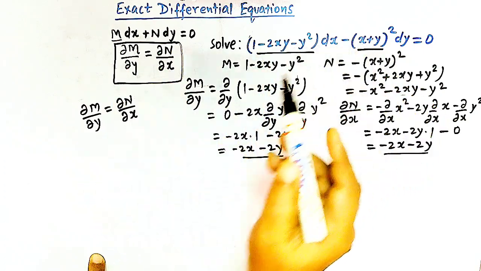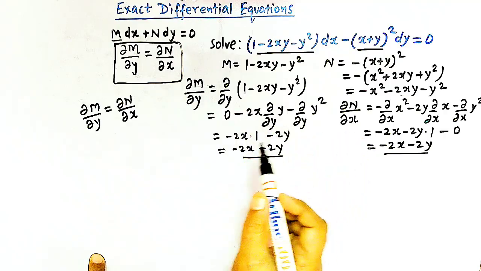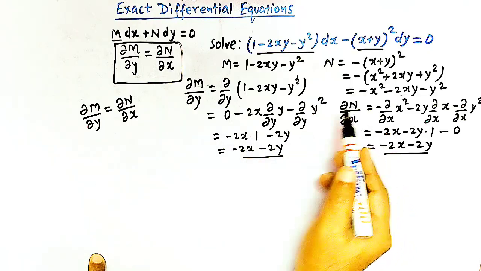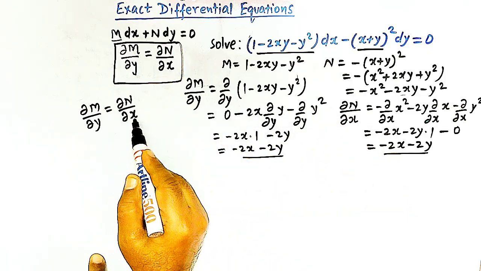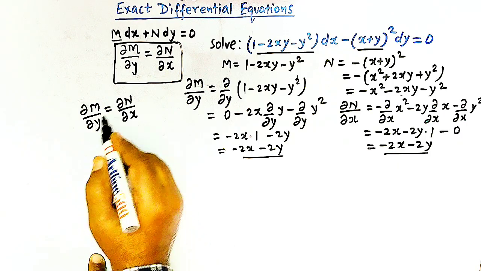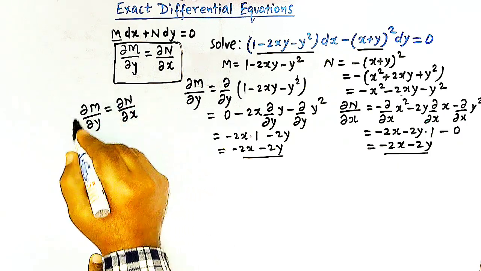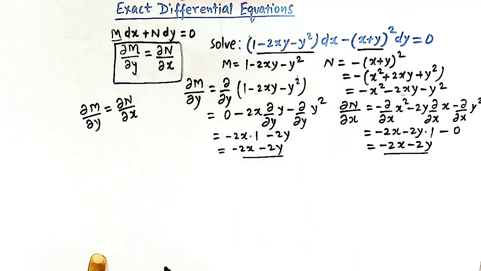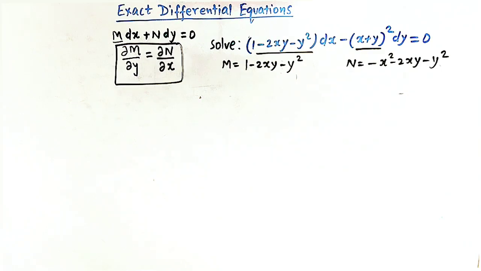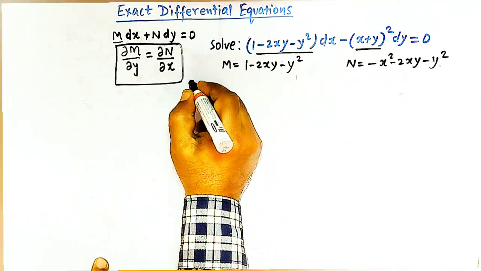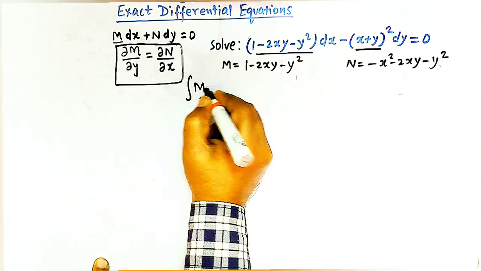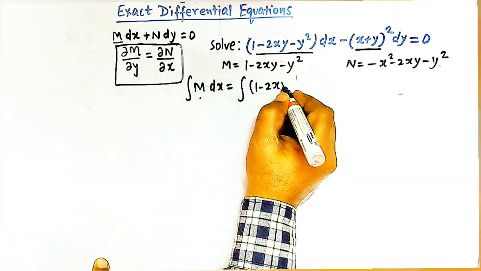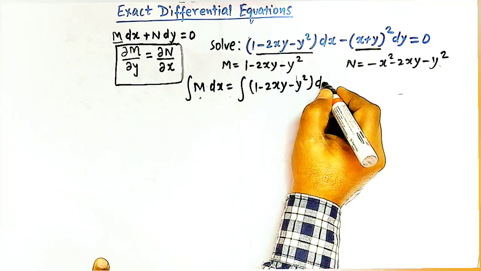So this equation is an exact differential equation because here the partial derivative of m with respect to y is equal to the partial derivative of n with respect to x, right? So this condition is satisfied. So let us now find out the solution of this differential equation. So let us now first find out the integral m dx. So we have integral 1 minus 2xy minus y square and dx.